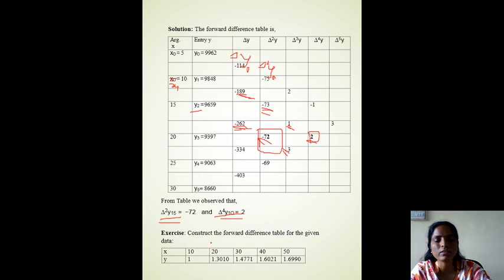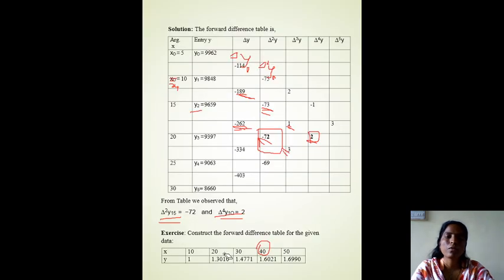So this is an exercise for you. Construct a forward difference table from the given data. Just find out the columns for delta y, delta square y, delta cube y, etc. And you may compute delta square y2, delta y and delta square y at x equal to 15, delta y at x equal to 4, etc. You may find anything. Just prepare the forward difference table.